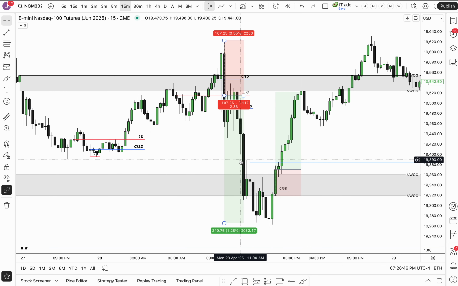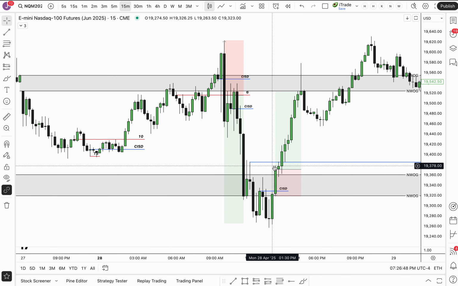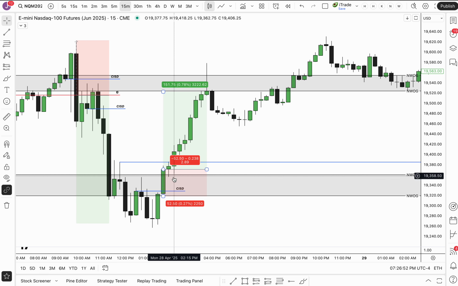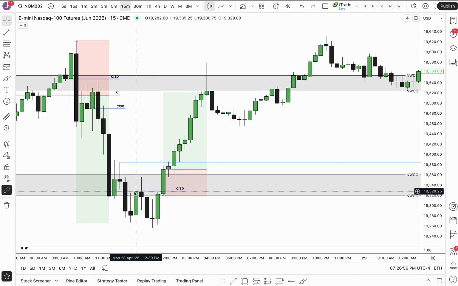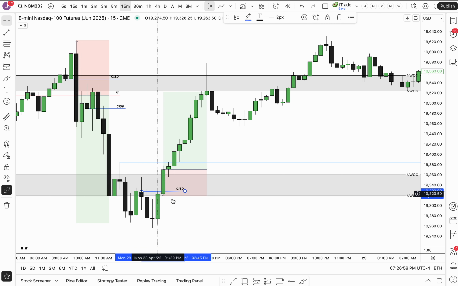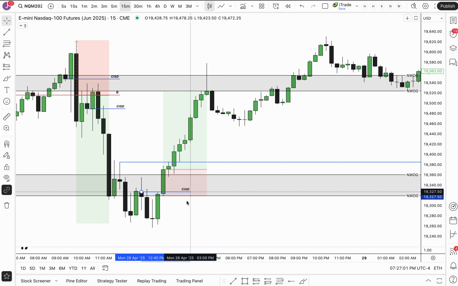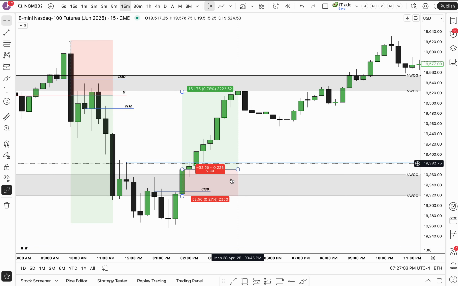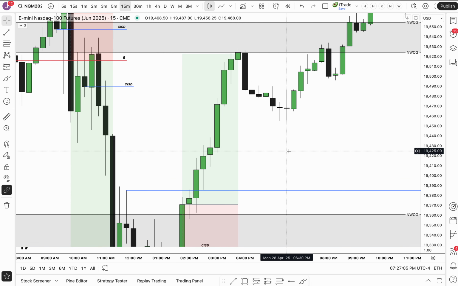And we come down and around 1:30, whatever, we have another CSD here. And you can just play that candle. So when that candle makes the CSD, we close above this candle's high. And what I want you guys to start doing actually is using the swing high to mark the CSD.